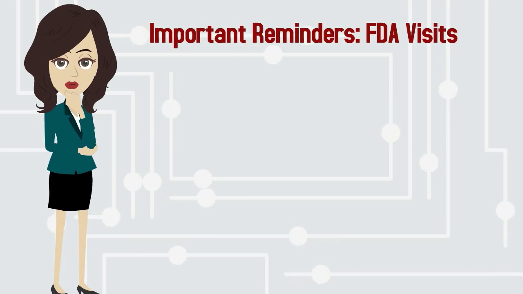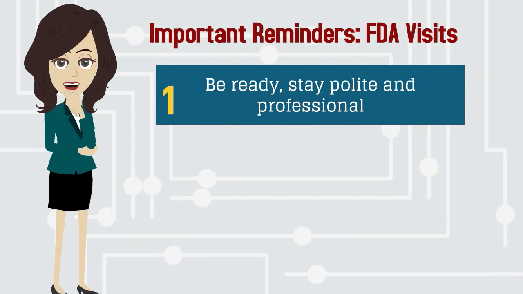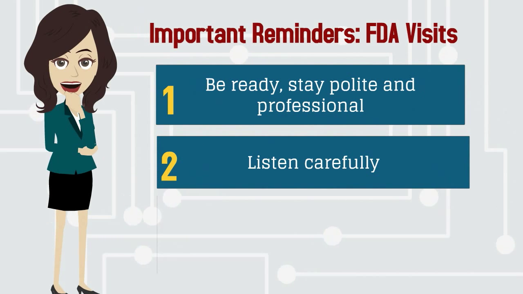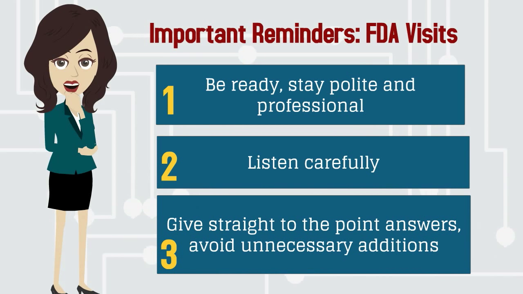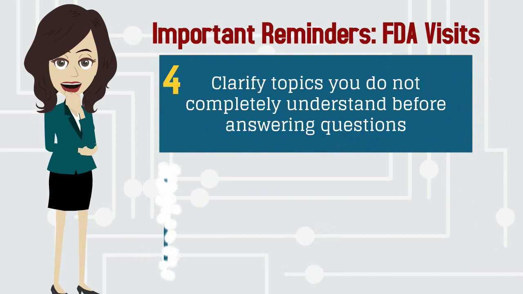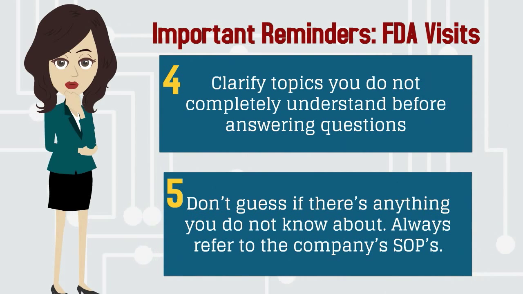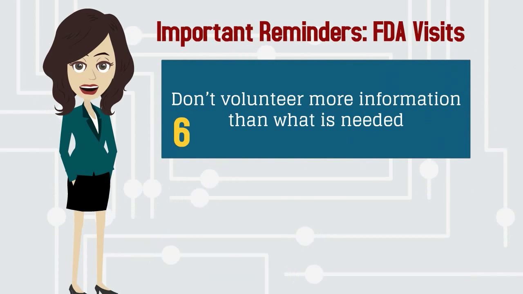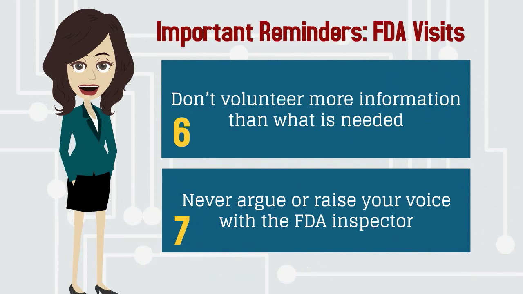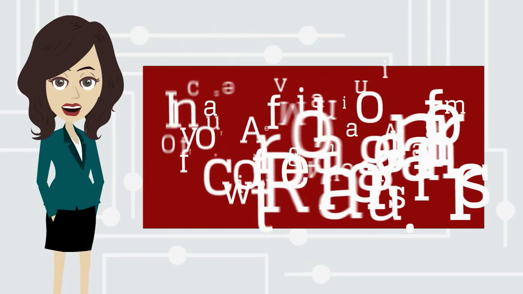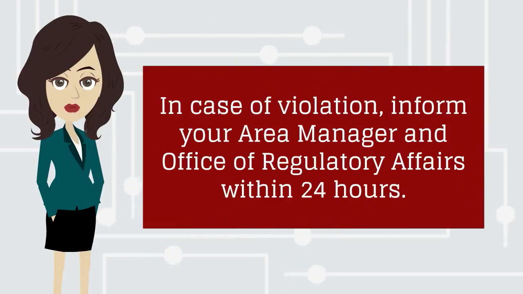Here are important reminders for FDA visits. 1. Be ready, stay polite and professional. 2. Listen carefully. 3. Give straight to the point answers, avoid unnecessary additions. 4. Clarify topics you do not completely understand before answering questions. 5. Don't guess if there's anything you do not know about. Always refer to the company's SOPs. 6. Don't volunteer more information than what is needed. And 7. Never argue or raise your voice with the FDA inspector. In case of violation, inform your area manager and Office of Regulatory Affairs within 24 hours.